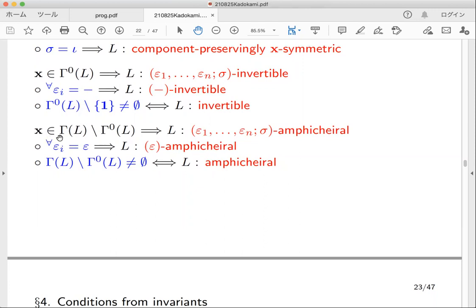If x is in gamma L minus gamma 0 L, then L is said to be epsilon 1 to epsilon n sigma amphicheiral. And if all epsilon i are equal to epsilon, we say that L is epsilon amphicheiral. And if this set is not empty, then L is said to be amphicheiral.